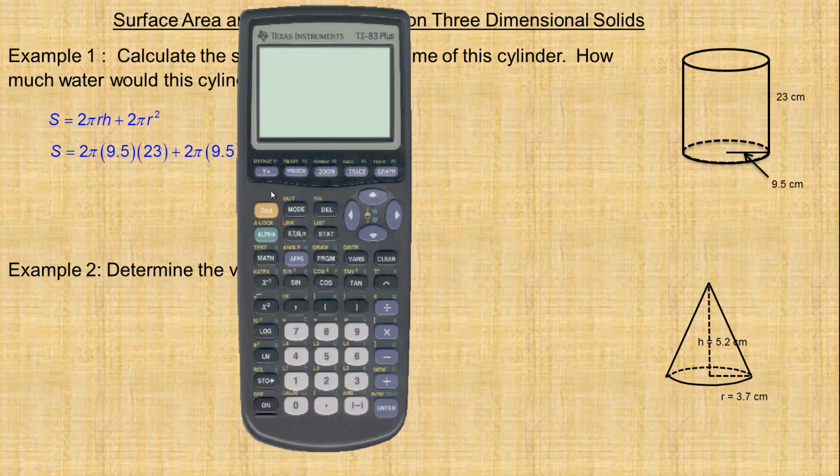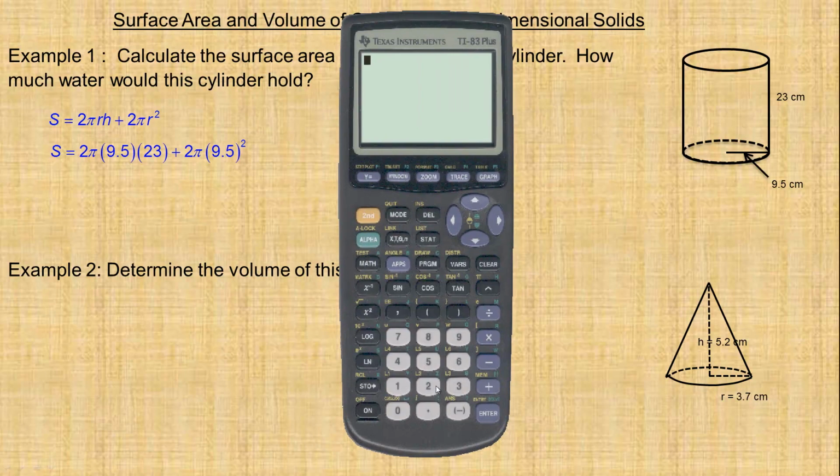And I'm going to bring my calculator over. Now, you actually can do this all in one shot if you want. So there's my 2 pi. And you can go 2 times pi if you want to, times 9.5 times 23. So this first part here is going to be 1372.9.